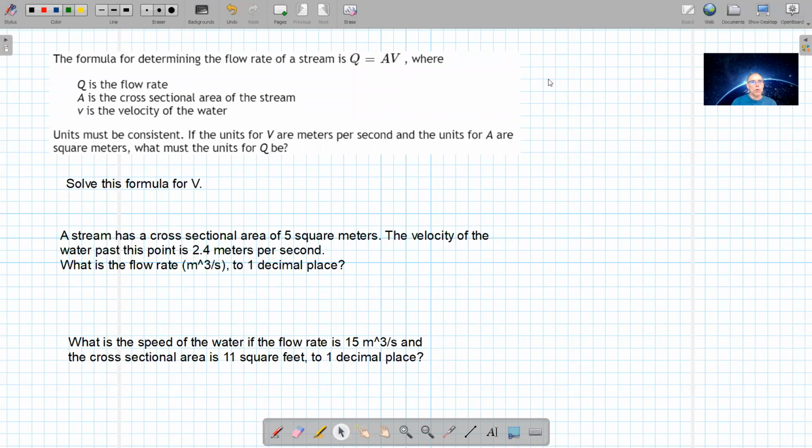So we're going to take a look at a formula here about stream flow rate. So let's take a look at the information and try to answer some questions about it. So we have the flow rate formula, which says Q equals A times V.